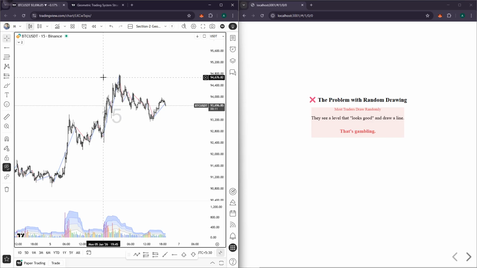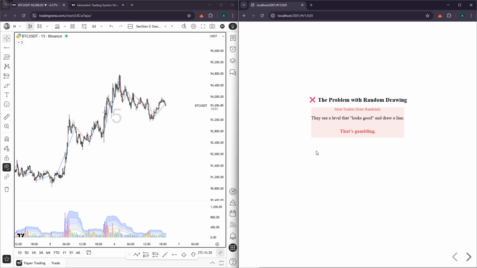So by the end of this lecture, you'll know exactly where support and resistance levels are on any chart without guessing, and these levels are calculated mathematically, not drawn. So let's dive in.